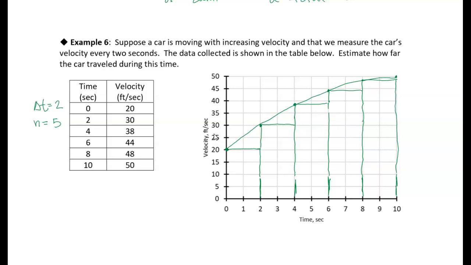What we have is a bunch of rectangles, and we can find the area of those rectangles just by taking the width. The width is the time interval, it's the delta t, right? And times the height, and the height is given by the left-hand data point. Okay, so the left-hand sum, I'll write it out for you here.